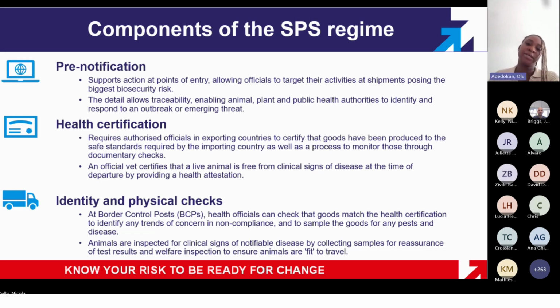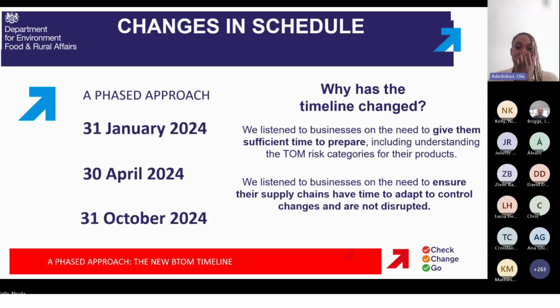Moving on to the next slide. As you may have noticed, there have been some changes in the schedule, and these are for a number of reasons. For one, we've listened to businesses on the need to give them sufficient time to prepare, including understanding the TOM risk categories for your products. We've also listened to businesses on the need to ensure that their supply chains have time to adapt to control changes and are not disrupted. This new phased approach will now begin from the 31st of January, then the 30th of April and the 31st of October 2024.